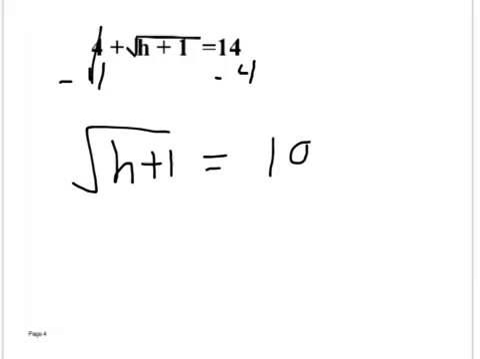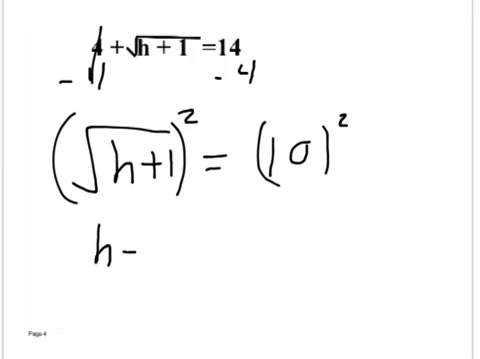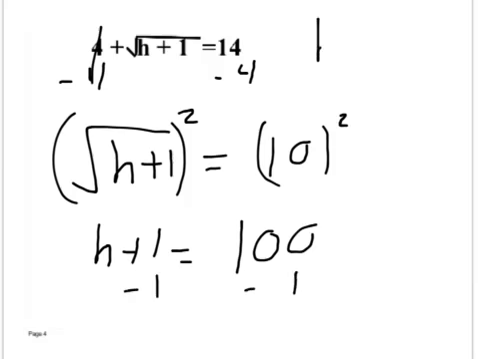Can I square it? Yes, we have the radical sign isolated. So the square root of h plus 1 squared is h plus 1. 10 squared is 100. 10 times 10 is 100. We subtract 1 from both sides. What does h equal? 99.